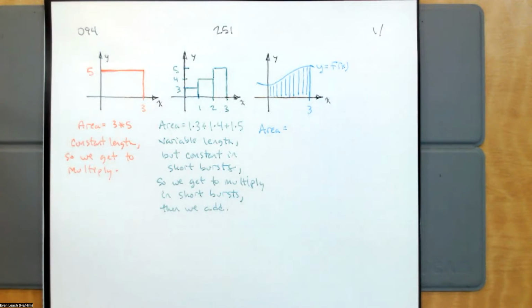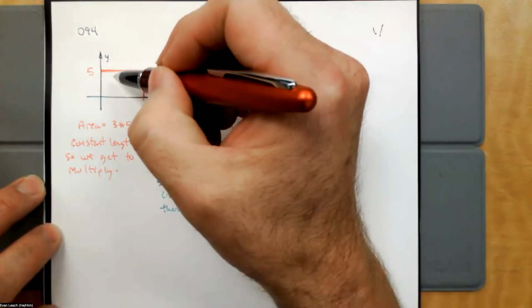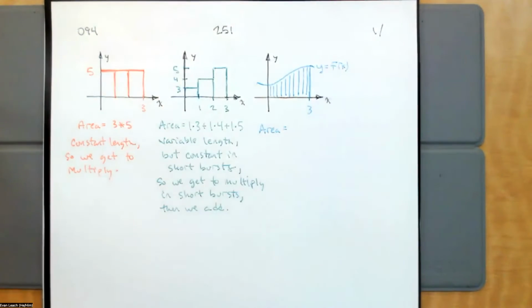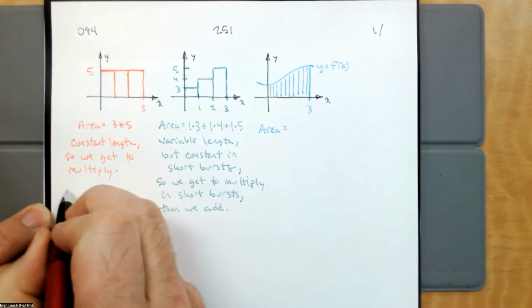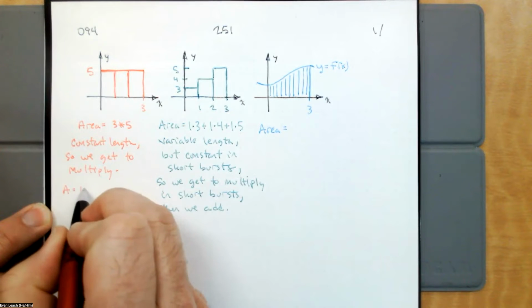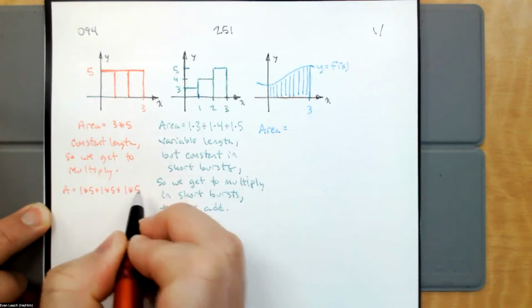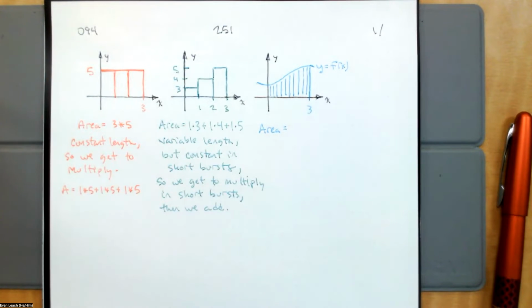In the previous one, we could think of multiplying in short bursts, but everything is the same. So that's why we got to add, because it's 1 times 5, 1 times 5, and 1 times 5. And we notice that, hey, the length is always a 5. Let's just do 3 times 5. Because multiplication is just repeated addition. When everything is the same, if we're making a sum, and all the terms are the same, we get to multiply. When all the terms are different, then we just keep adding.